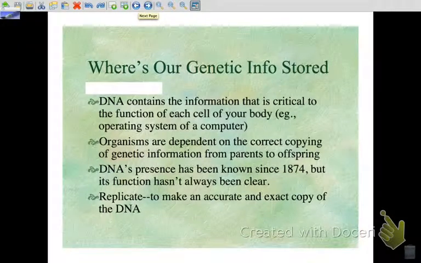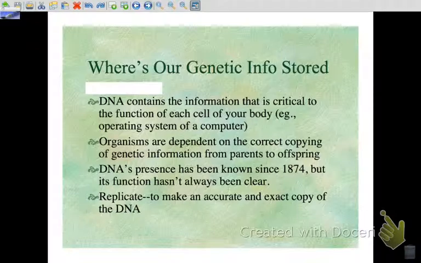Okay, so genetic information. What organelle houses our genetic information? Dan. The nucleus. Very good. And it is so very important because it tells each individual cell what to do. If it was a computer, it would be the operating system of the computer.